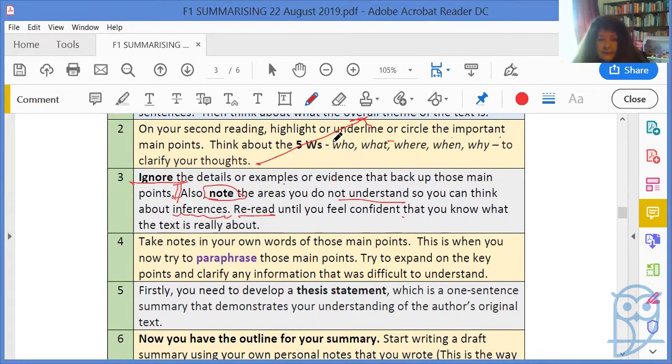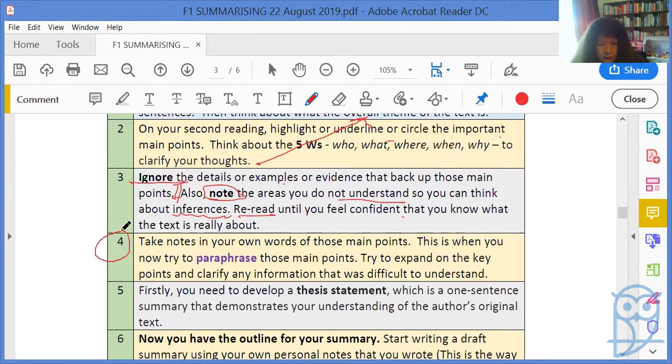Right, step 1, read it. Step 2, second reading, highlight, underline, circle, whatever the important points. Think about who, what, where, when, and why. Do any of them apply to this extract? Maybe there's something that's difficult. You can put it in a box or something. You'll try and understand it later.